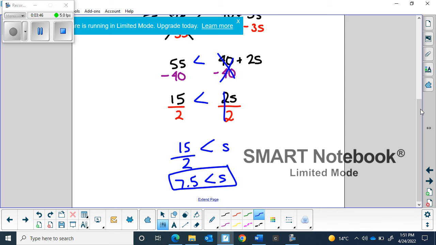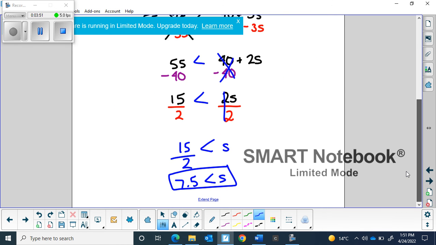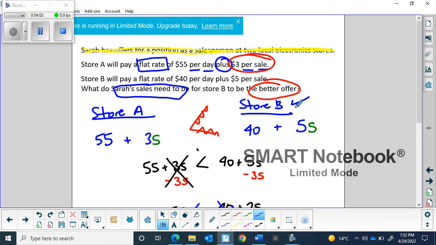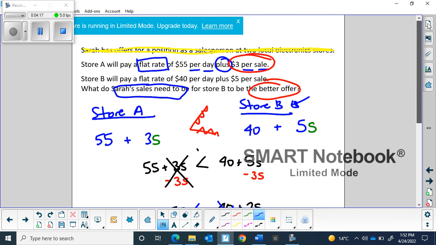So Sarah needs to make about 7.5 sales or more, or I'm going to say more than 7.5 sales because it doesn't have that equal to symbol, in order for store B to be paying her more money. Otherwise, store A is going to be paying her more money. So Sarah needs to make 8 sales or more to make more money at store B than store A. Okay? So that's how you'd solve a word problem like this.